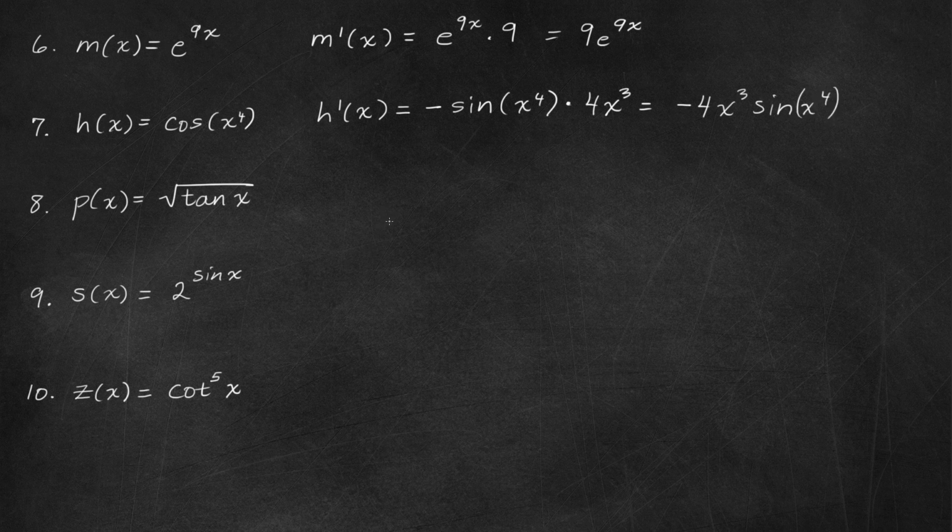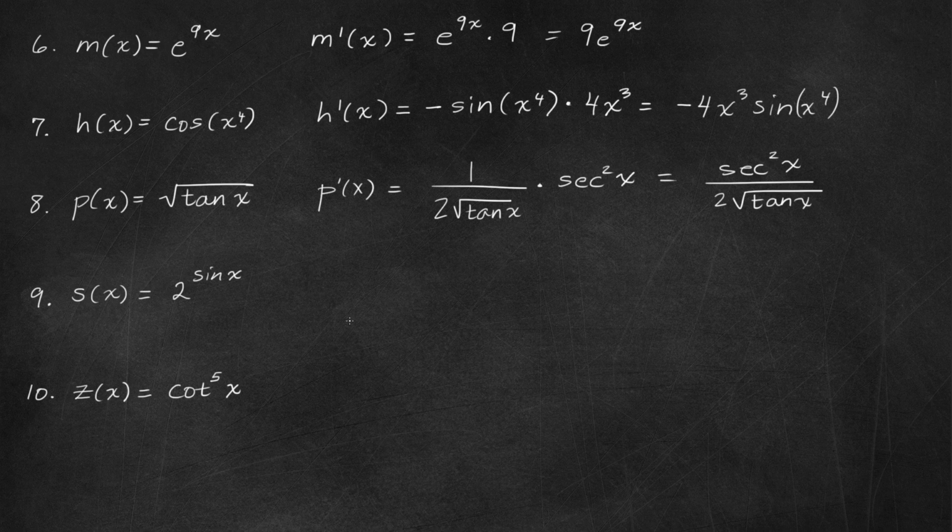Number 8, p of x equals the square root of tan x. P prime of x, we need the chain rule here because this is the square root of stuff. So the derivative of square root of stuff is 1 over 2 root stuff times the derivative of the stuff. And the derivative of tan x is secant squared x. So we can write this as secant squared x over 2 times the square root of tan x.